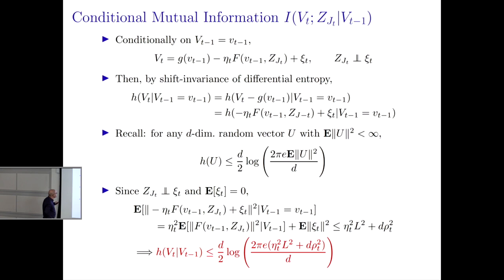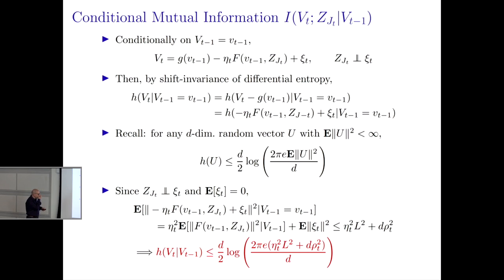The randomness that's left, so this is deterministic now, is the data sample that has been seen at the t-th iteration and Gaussian noise. And these things are independent. Therefore, what we have, conditioned on the previous iterate, is that the new iterate is some deterministic vector, and then a sum of two random vectors. And these random vectors are independent. This one is Gaussian, and this one is bounded.